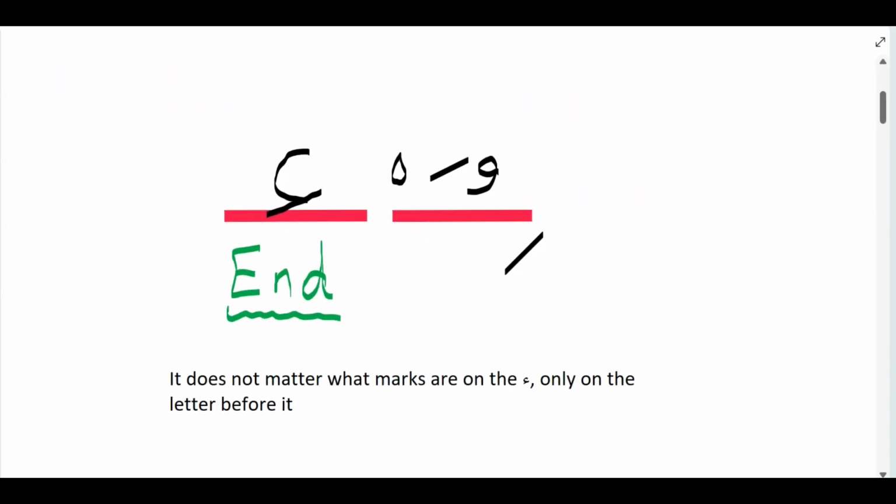As you remember, when you decide on that, you look at the Hamza itself and the letter before it. But today's lesson is special because what decides how to write the hamza at the end of the word is only the harakat or diacritical marks of the letter before the hamza. It doesn't matter what marks the hamza has.